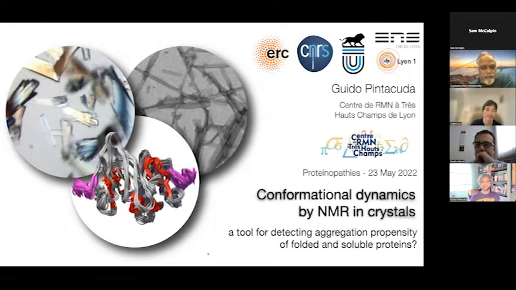And he leads the research team and the development of NMR methods at high magnetic field. He was awarded the Raymond and Beverly Sackler Prize in Physical Sciences in 2017. Since then he has been working on developing methods and applying them to study high resolution structures. Guido, welcome, and get started when you're ready.